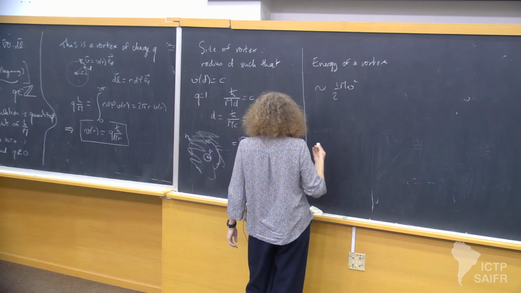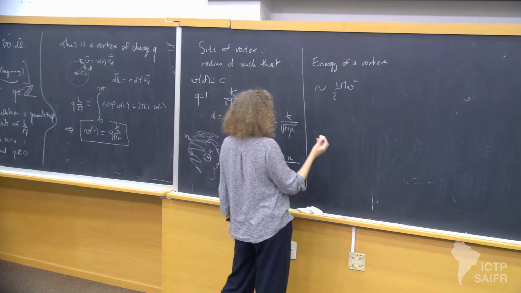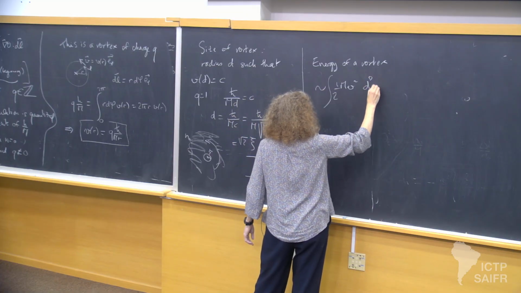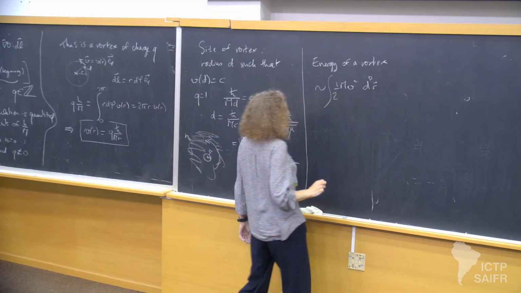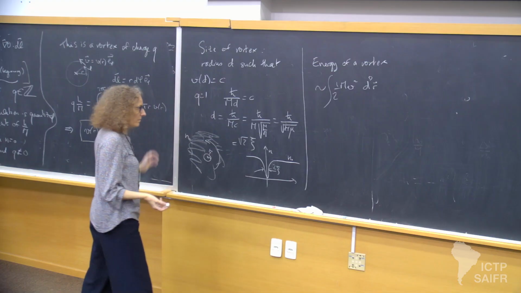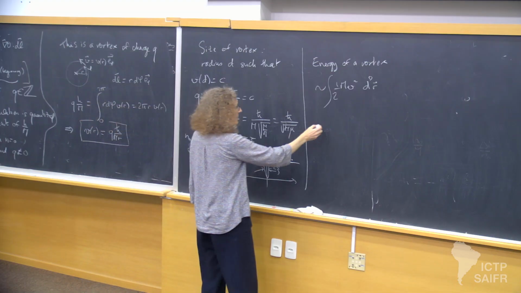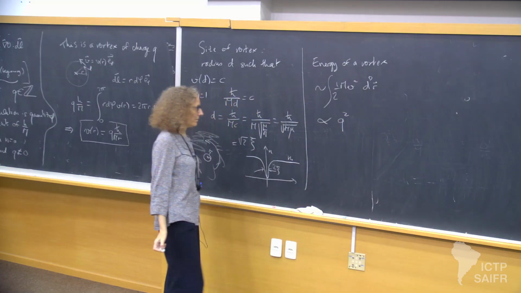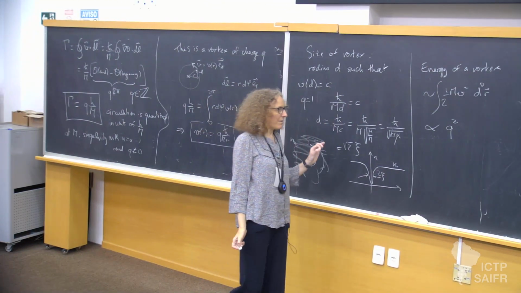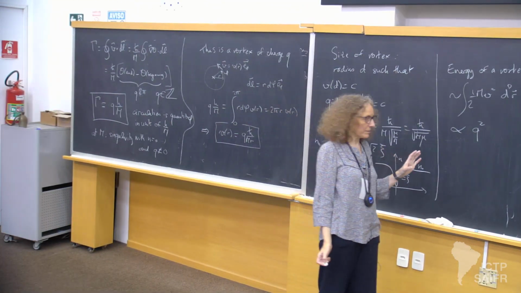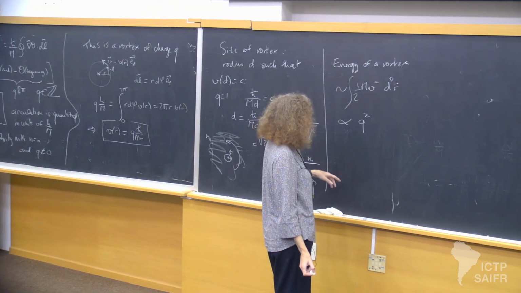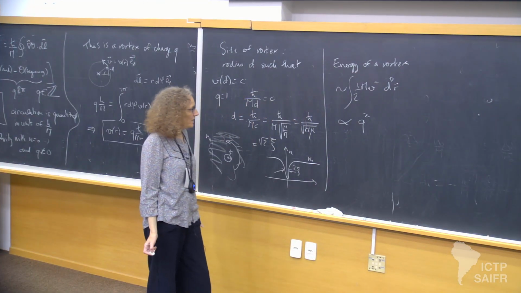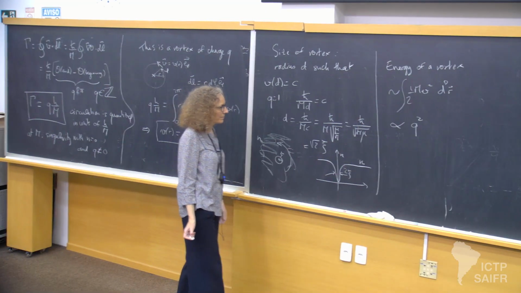And then you can integrate it over d^d r in dimension d. But this is proportional to q squared. So if you have a vortex of charge q, then the energy is like q squared.